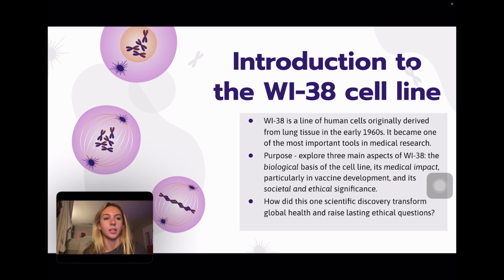The WI38 cell line is a line of human cells originally derived from lung tissue in the early 1960s. It became one of the most important tools in medical research. The purpose of this presentation is to explore three main aspects of WI38: the biological basis of the cell line, its medical impact, and its societal and ethical significance.